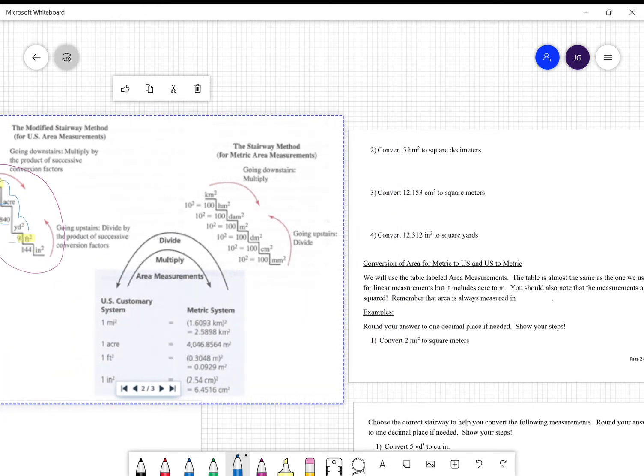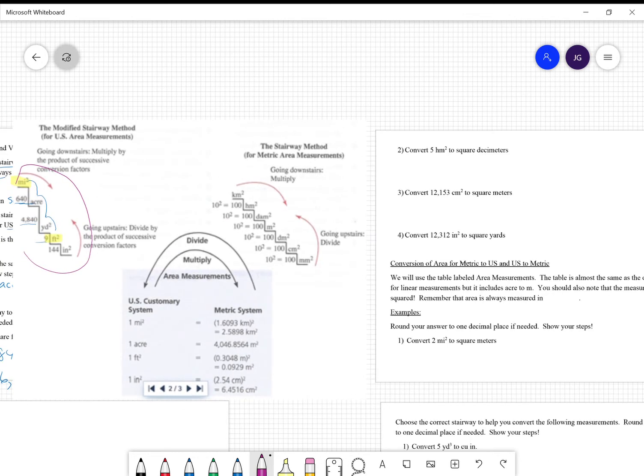Convert 5 hectometers squared to square decimeters. Okay, so now I'm dealing with metric, so I'm going to use metric. I'm going from hectometers squared to square decimeters. 1, 2, 3 steps. I'm going down, so I'm going to multiply. 5 times, now each step is worth 100, not 10. 100 to the third power, 1, 2, 3. That gives 5,000,000 decimeters squared.